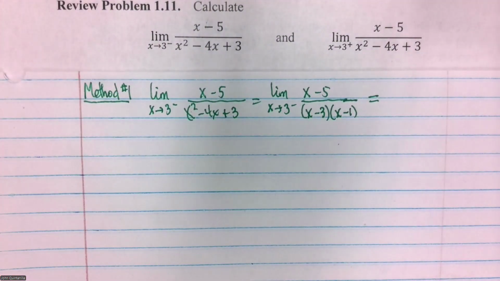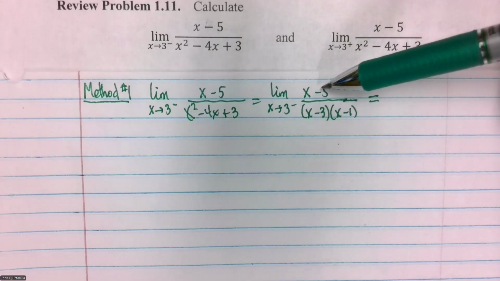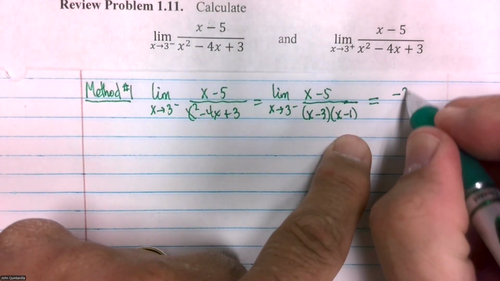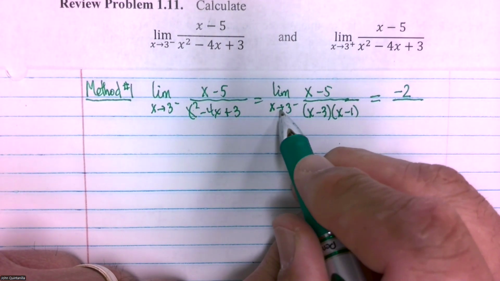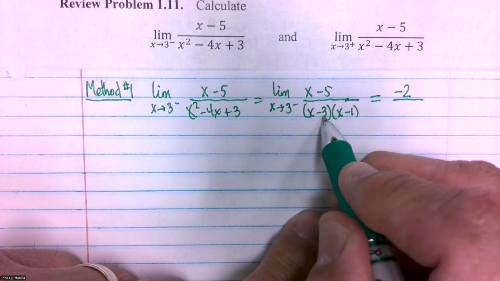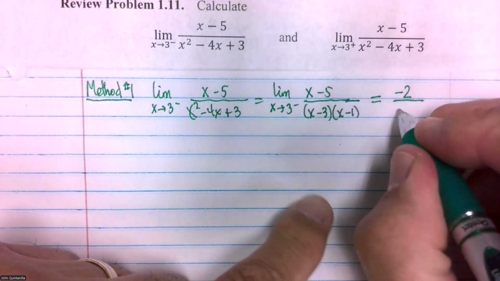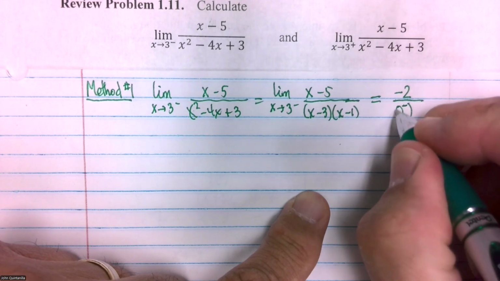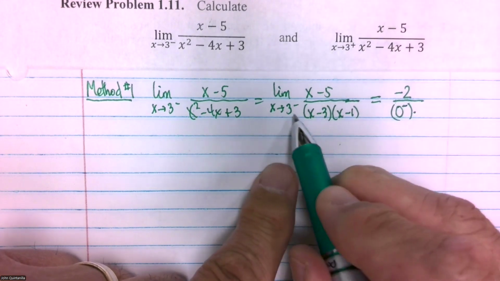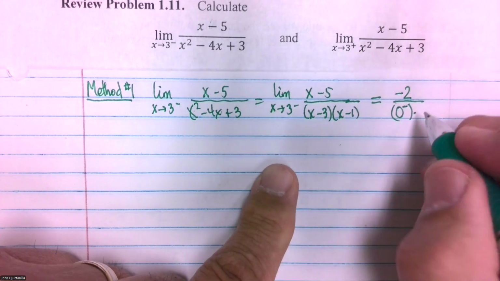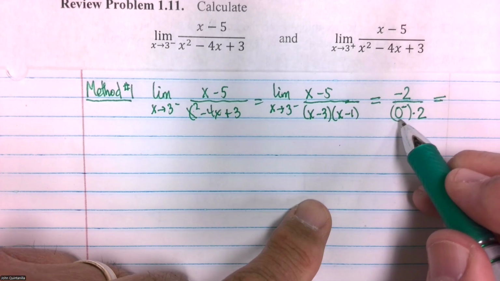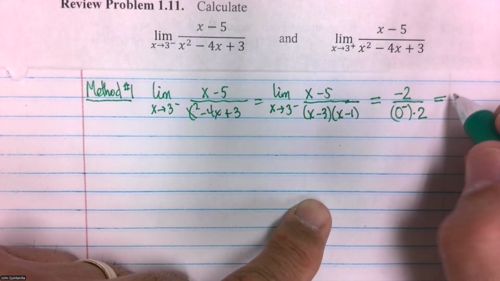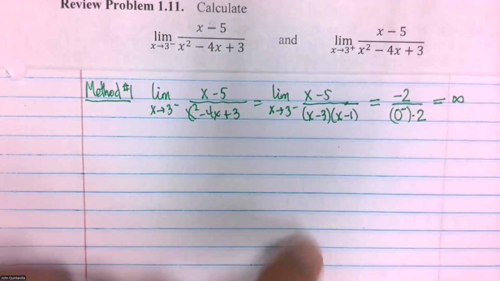Okay, now let's plug in 3 as x approaches 3 from below. As x approaches 3, x minus 5 goes to negative 2. As x approaches 3 from below, x is going to be a little bit less than 3, and so x minus 3 is going to be a little bit less than 0. So that's going to be 0 in the negative sense. And then as x approaches 3, x minus 1 goes to 2. So I have a 0 in the denominator. I also have negative over negative, and so this blows up, and blows up positive.